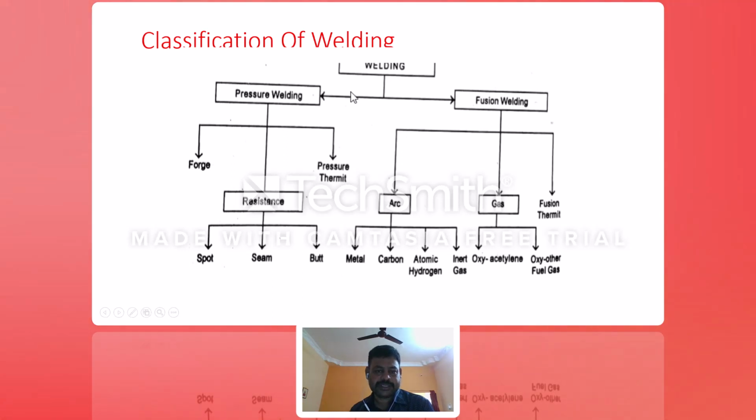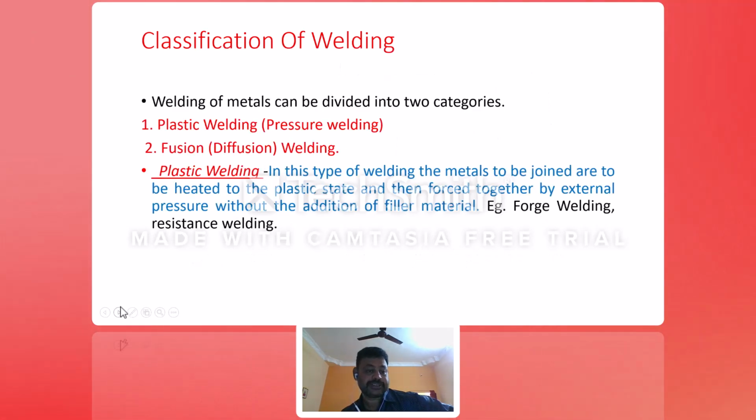Let us go to the classification of welding. Welding is divided into pressure welding and fusion welding. Pressure welding includes forge welding, which we just discussed in metal forming, thermit welding, and resistance welding, with spot and seam welding. Fusion welding means you need not apply any pressure; the heat input alone gets the pieces joined. You need not apply any load. Here you can use metal arc, carbon arc, atomic hydrogen, and inert gas welding. Inert gas welding includes big and thick types, which you will see later. Then gas welding, with oxyacetylene and other fuel gases. Then finally fusion thermit welding. These are all the basic classification of welding processes.